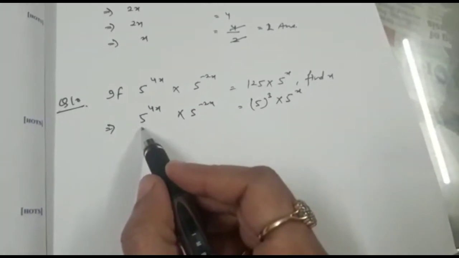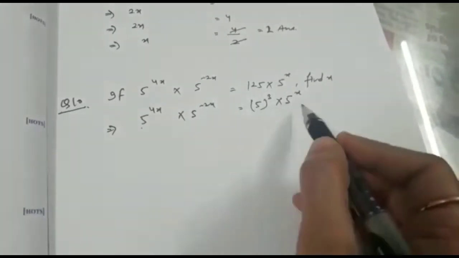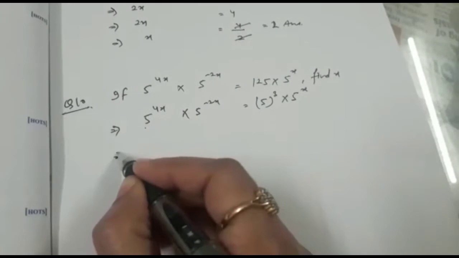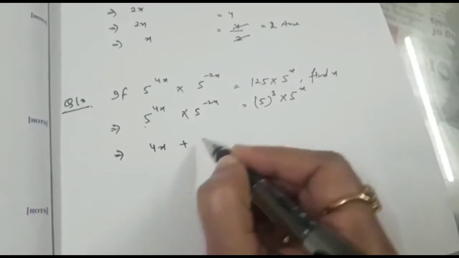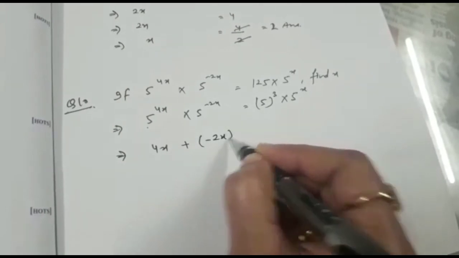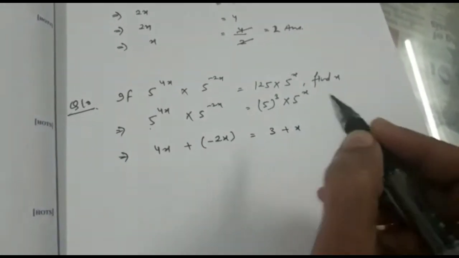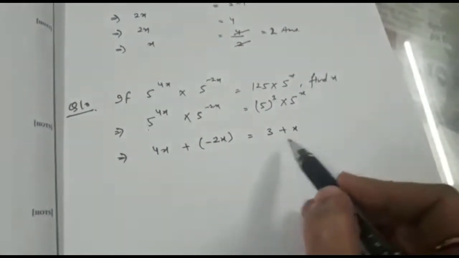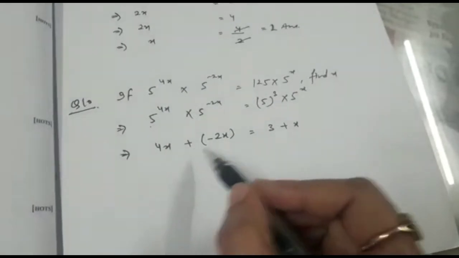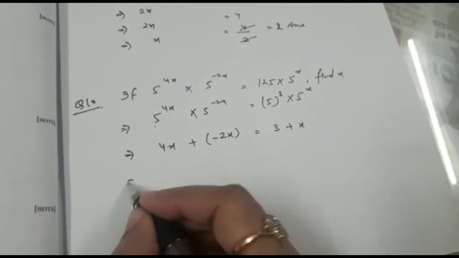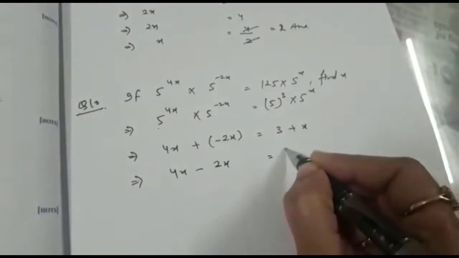As we can see that all the bases are same here, so we can write this as 4x plus minus 2x equal to 3 plus x. Why is the plus sign here? Because the bases are in multiplication, so their powers will get added. So we will open it in our next step.